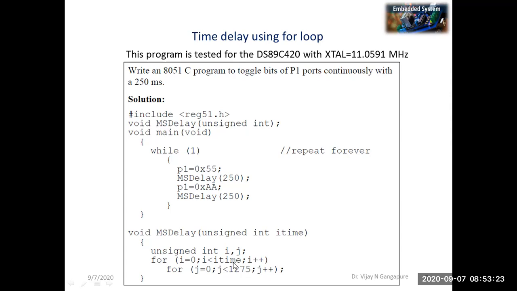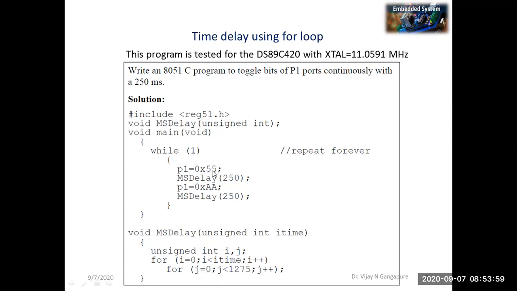According to the microcontroller for which we have written this ms delay function, that is the DS89C420, and a crystal frequency of 11.0592 megahertz, if we do the calculation, this ms delay function actually contributes a delay of 250 milliseconds. We can test this program on a machine. So this ms delay subroutine will offer 250 milliseconds of delay.